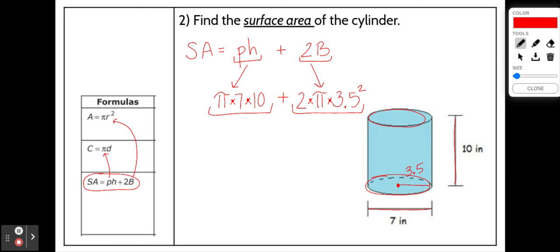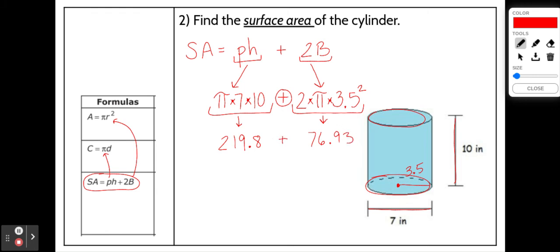Okay, so remember order of operations, the addition comes last. So let's first do multiplication. Pi, 3.14, times 7 times 10 in the calculator says 219.8. And then when we do the two circular bases, 2 times pi times 3.5 squared, you should be able to type all of that into the calculator at the same time. It will tell you 76.93.